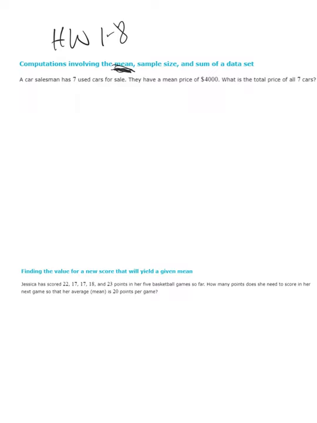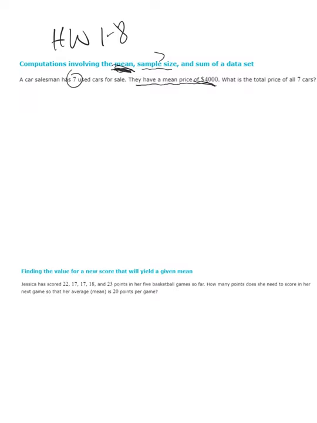So in this first problem, it says a car salesperson has 7 used cars for sale. That would be the sample size here, the 7. And they have a mean price of $4,000. What is the total price of all 7 cars? So in other words, when it says they have a mean price of $4,000, what he's done, he's added up what all 7 of these cars sold for, divided by 7, and came out with 4,000.